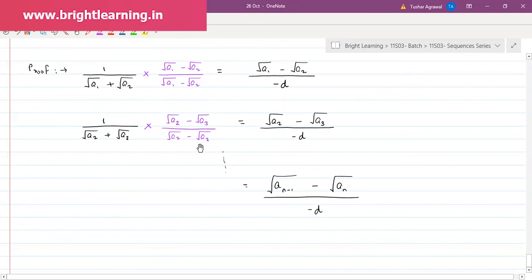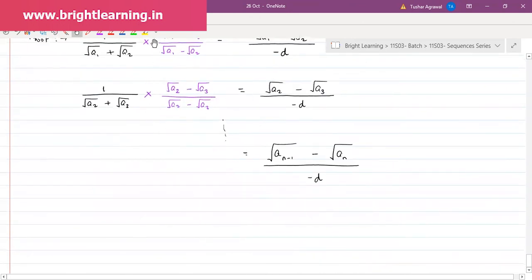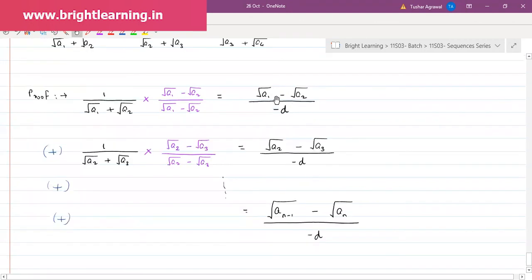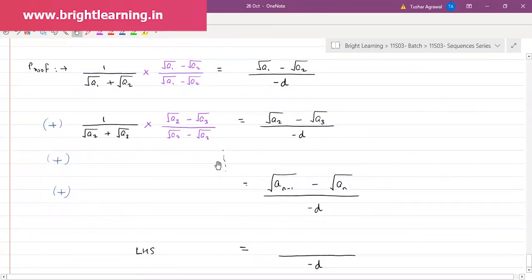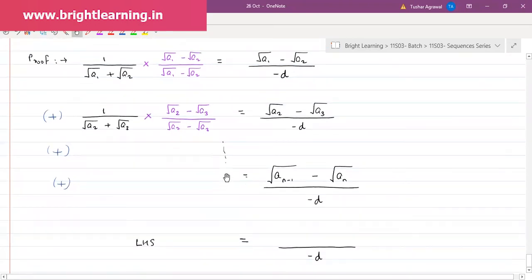Now he is telling you to add all of these things. The LHS reduces to what? Negative d is the common denominator everywhere, so we just have to add the numerators. So under root a1 minus under root a2, then under root a2 minus under root a3, then under root a3 minus under root a4. Can you see that negative a2, positive a2, negative a3, positive a3, negative a4, positive a4? Telescoping series? Yes or no?